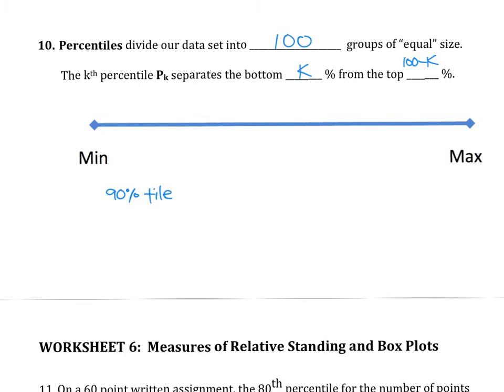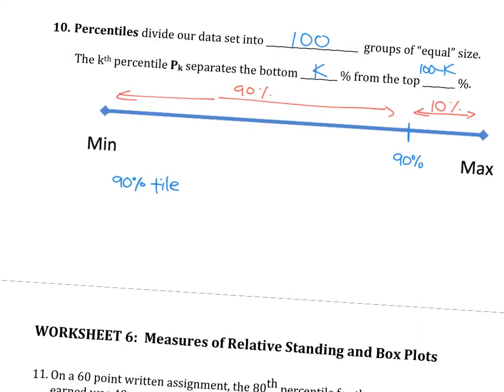That means we are somewhere over here. It separates the bottom 90% from the top 10%. So if you're 90th percentile, that means your score is pretty high compared to other people. 90% of other people have a lower score than you do, and 10% of other people have a higher score than you do.